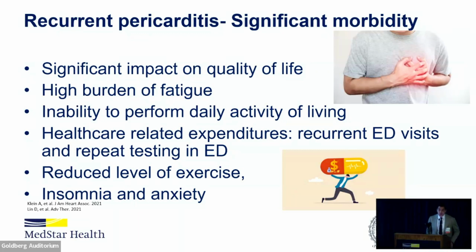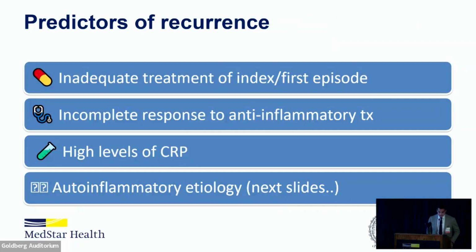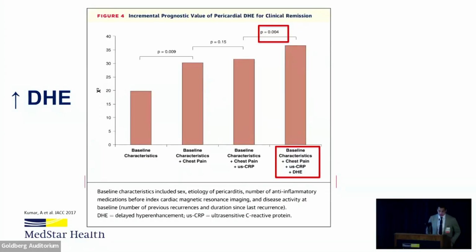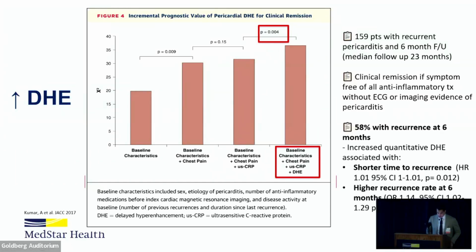So there's true healthcare costs associated with underdiagnosing this problem. And who are those patients who are going to recur? If you treat them inadequately, incomplete response, or as I said, a very inflamed phenotype, are some predictors of recurrence. So really, patients who've had significant moderate to severe delayed enhancement on their CMR, and baseline patterns such as chest pain and CRP, but delayed enhancement across the spectrum of disease is really going to be a true predictor of recurrence in this population.